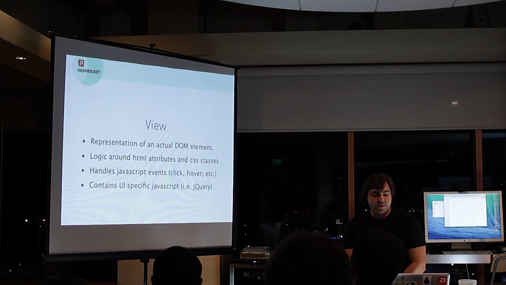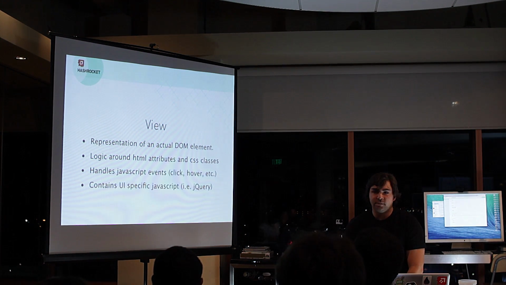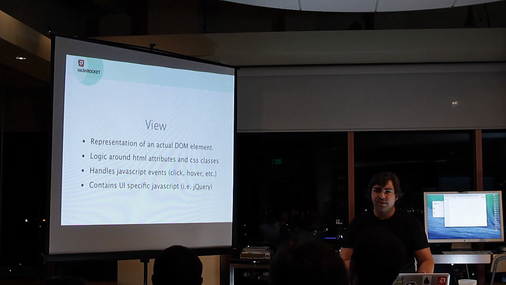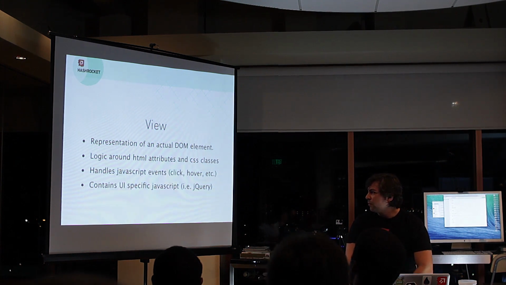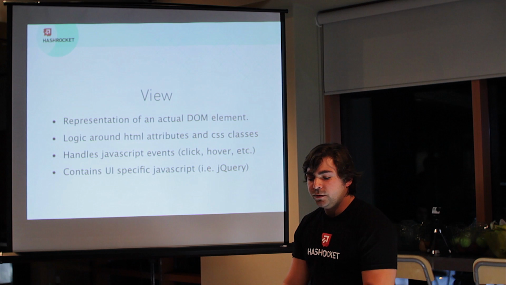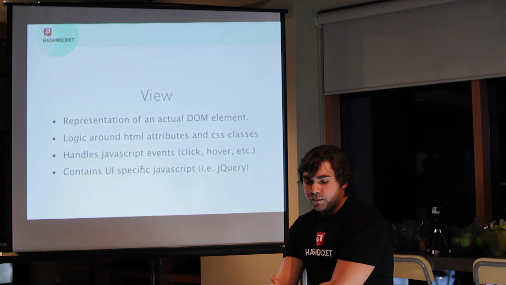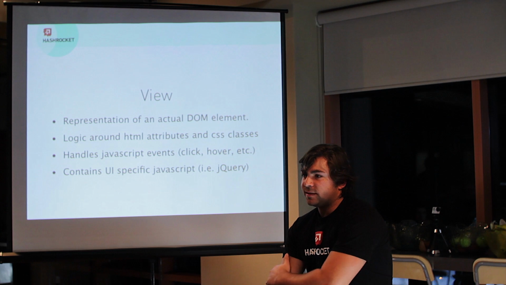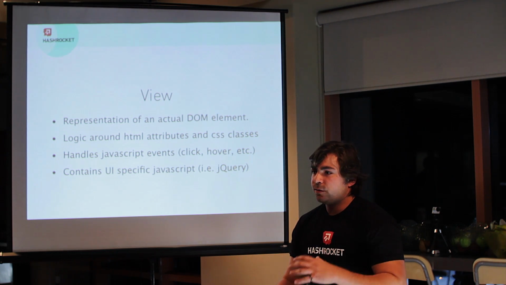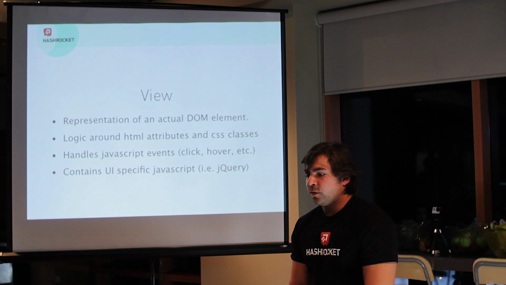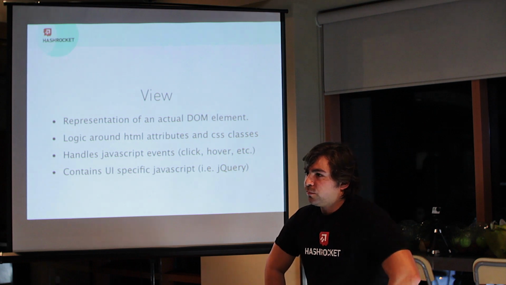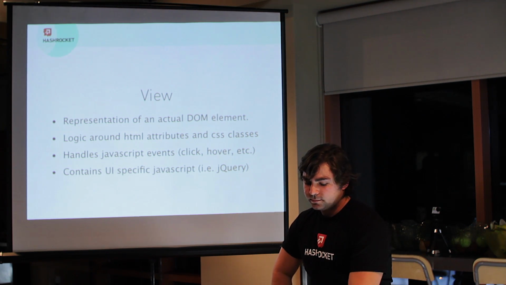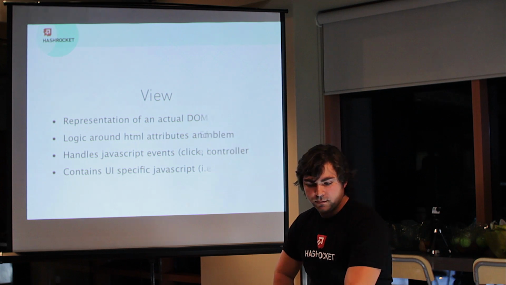So the view is a representation of an actual DOM element. This is helpful if you want to have logic around what HTML attributes and CSS classes you want to have. Maybe you want something to show an error, maybe you want something to be a bright color, whatever. You can use functions and properties to set those. Views can handle JavaScript events, and this is where you want to put your jQuery that's specific to your view. If you're doing animations, hiding and showing something, whatever is specific to presentation will go in your view. Draggable and sortable stuff will go in there too.